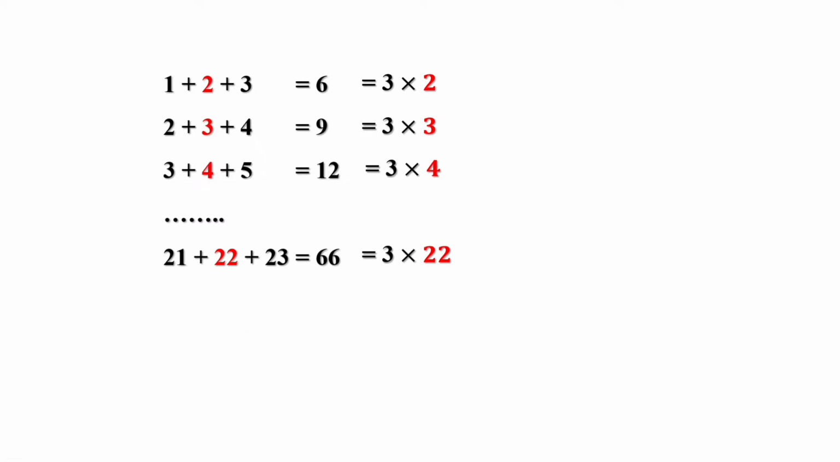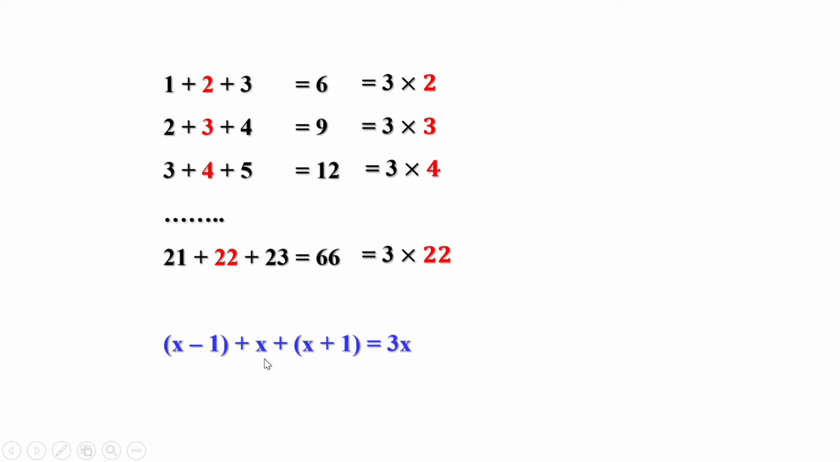Let us use algebra. Suppose the middle number is x. Then what is the next number? When it is 22, the next number is 23. We got it by adding 1. So if the middle number is x, the next number will be x plus 1. And in the same way, the previous number is x minus 1. So let us add all these three together. x minus 1 plus x plus x plus 1. Minus 1 and plus 1 get cancelled and we get x plus x plus x, that is equal to 3x.